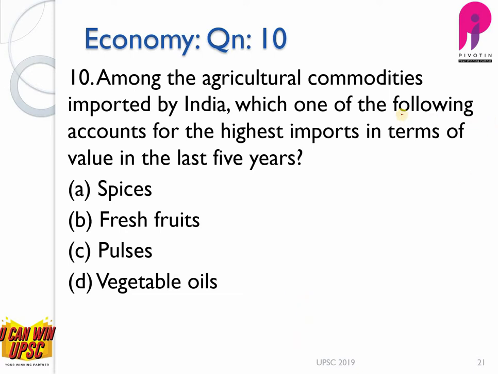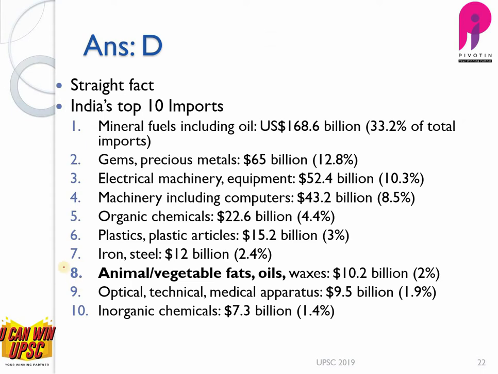Question number 10. Among the agricultural commodities imported by India, which one of the following accounts for the highest imports in terms of value in the last 5 years? This is another factual, straightforward question. Please do read the economic survey so that you will be aware of such facts. The answer to this question is D, vegetable oils.